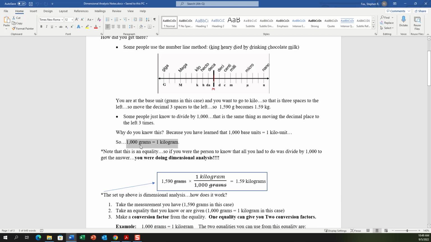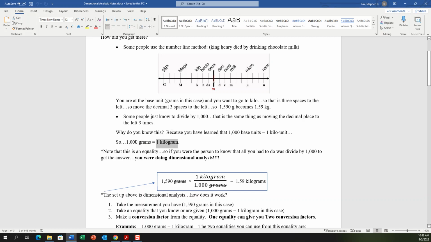Okay, so you could change this with meters. So 1,000 meters equals 1 kilometer, or you could replace it with liters. 1,000 liters equals 1 kiloliter. The important thing is that you know that equality. And now, if you have an equality, you can make two conversion factors. I can say this part of the equality divided by this part of the equality, or I could switch it and say this over that.